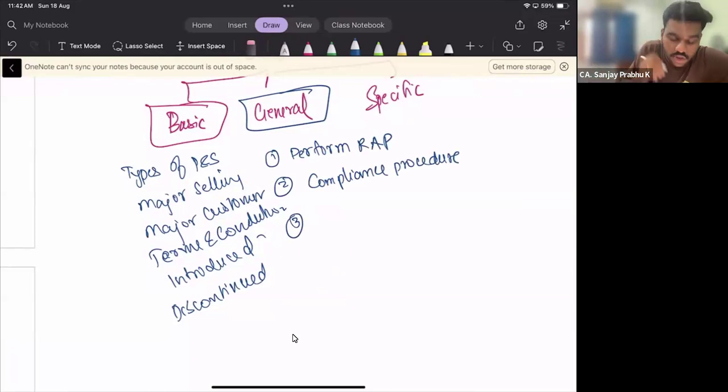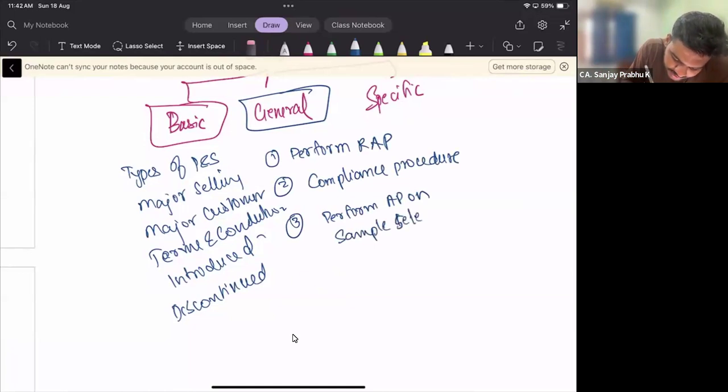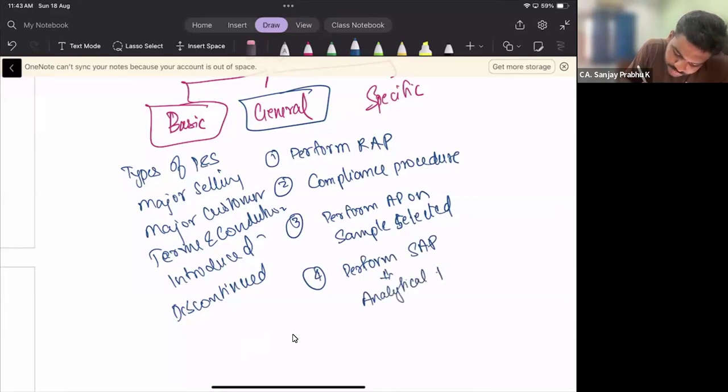In substantive audit procedure, first you will go for sampling. You will perform audit procedures on samples selected. Then you will perform substantive audit procedure, which one? Analytical procedure. You will perform analytical procedure. These are the 4 things in general things which an auditor will do.